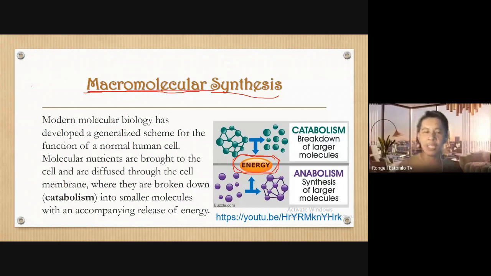Modern molecular biology has developed a generalized scheme for the function of a normal cell. Molecular nutrients are brought to the cell and diffused through the cell membrane, where they are broken down, large molecules into smaller ones. We know for a fact that protein has 22 amino acids, so a protein molecule can be broken down into 22 amino acids. That is catabolism, and energy is released in the form of ATP.